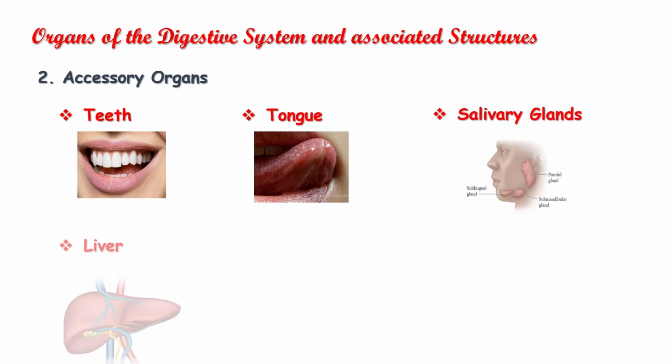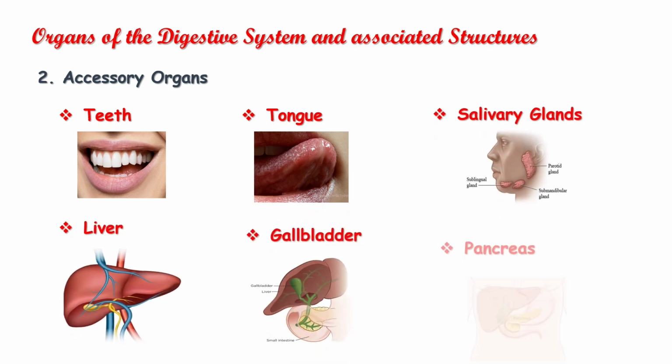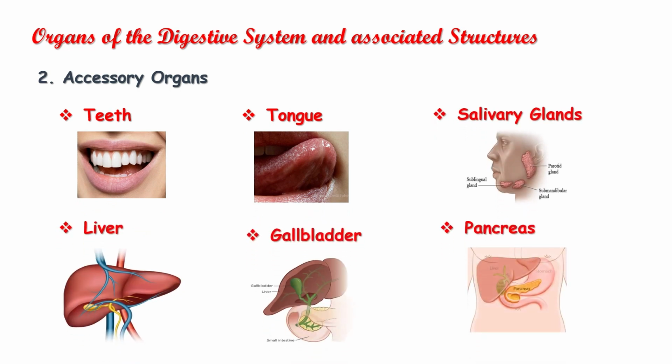The accessory organs of digestion are the teeth, tongue, salivary glands, liver, gallbladder, and pancreas. Digestion does not take place within these organs, but each contributes something to the digestive process.